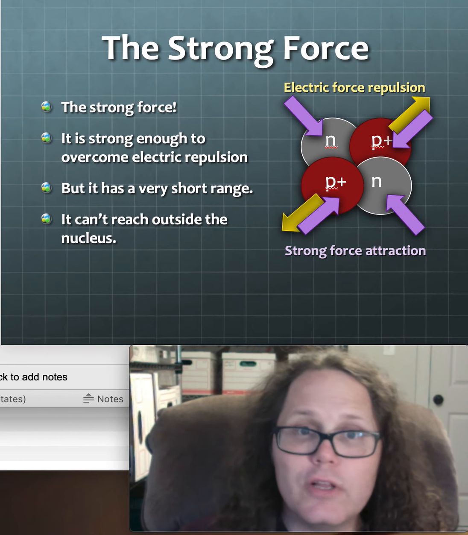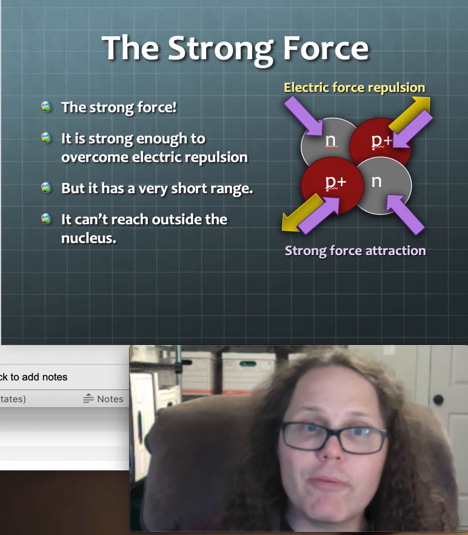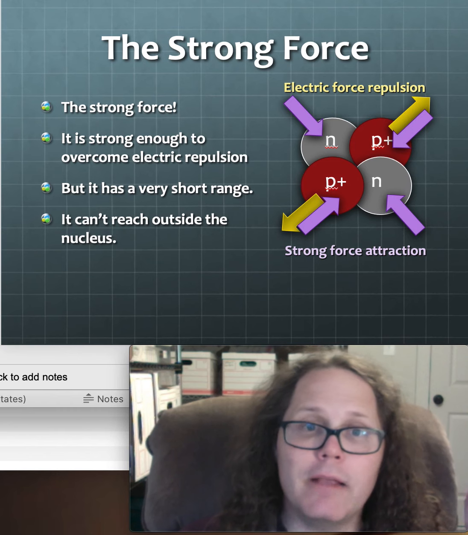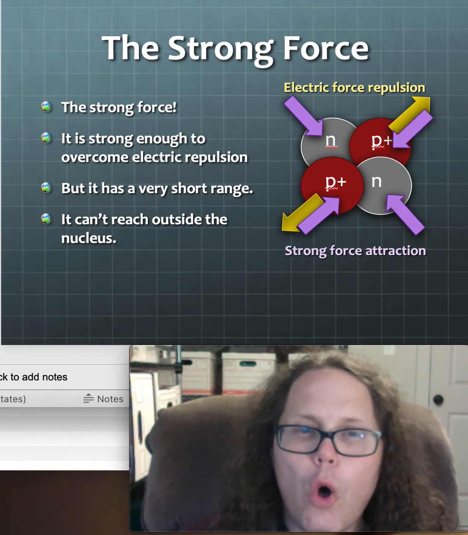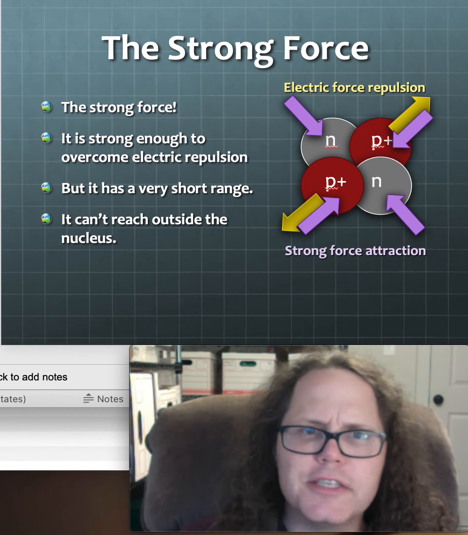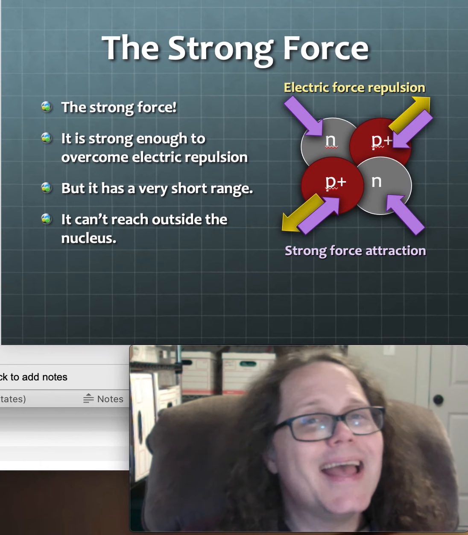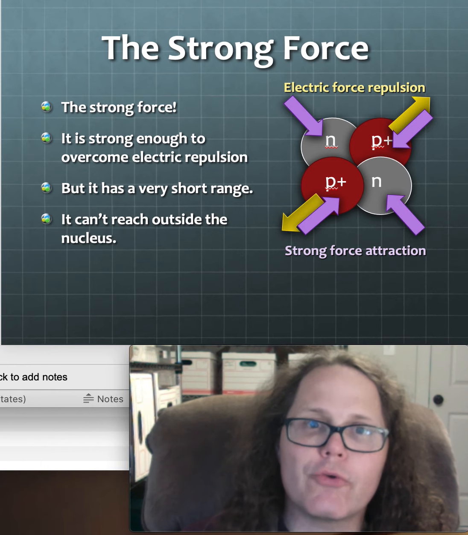Yes, inside the nucleus, the electric force is trying desperately to make those protons fly away from each other, but the strong force prevents that from happening. The strong force holds the protons and the neutrons together. Although the strong force is very strong, it also has very short range.